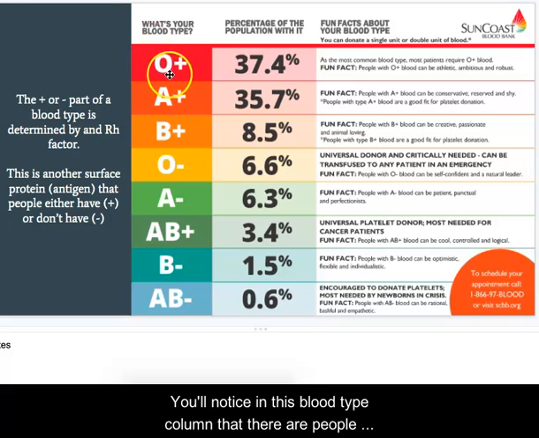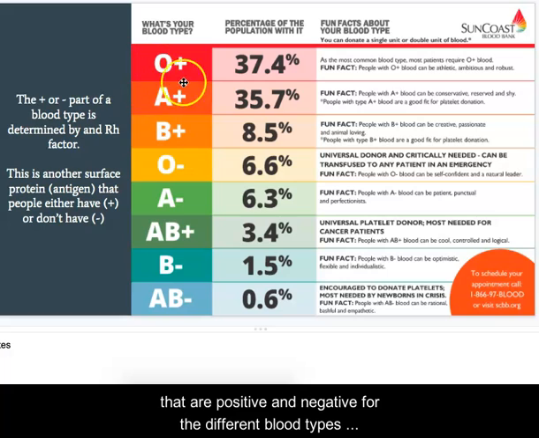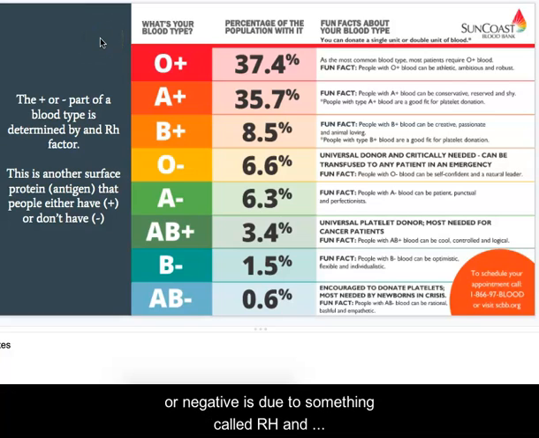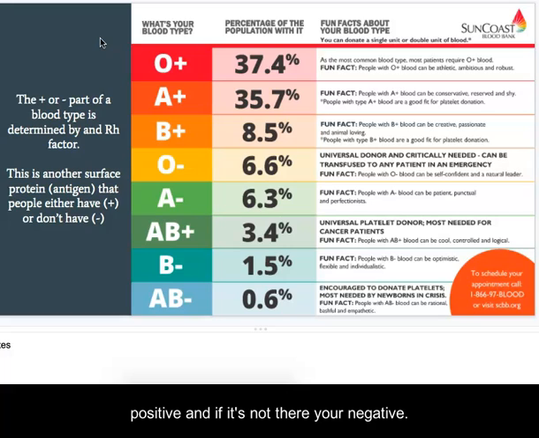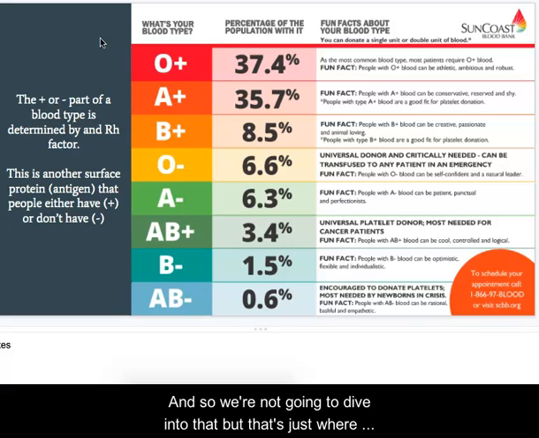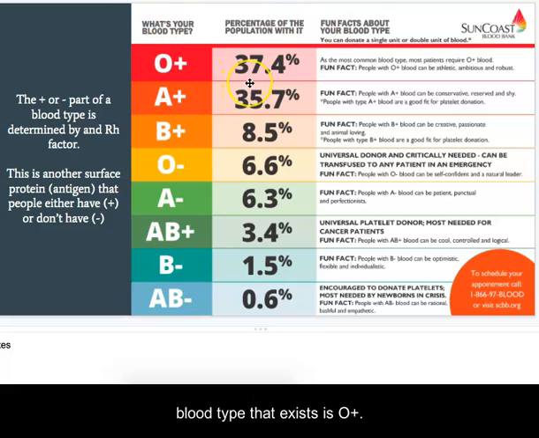You'll notice in this blood type column that there are people that are positive and negative for the different blood types. I did want to highlight the fact that the positive or negative is due to something called Rh. That's a different antigen that's either on the surface of blood cells or not on the surface of blood cells. So if it's there, you're positive, and if it's not there, you're negative. We're not going to dive into that, but that's just where the plus and minus come from. It's a different antigen that likes to hang out on the surface as well. You either have it or you don't. And so you can see the breakdown. The most common blood type that exists is O positive, followed closely by A positive.